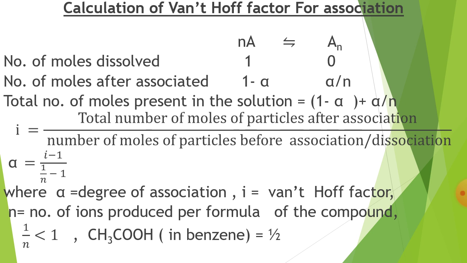1 by n is less than 1. For example, acetic acid in benzene, the value of n equals 1 by 2. For example, 2 molecules of acetic acid are converted into 1 mole of dimer in benzene. So 2 moles give 1 mole, that's why 1 mole gives 1 by 2 mole of acetic acid in benzene. Like that, you can also solve the question based on association.